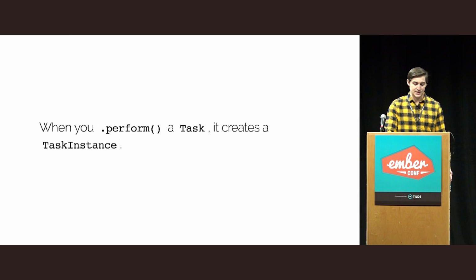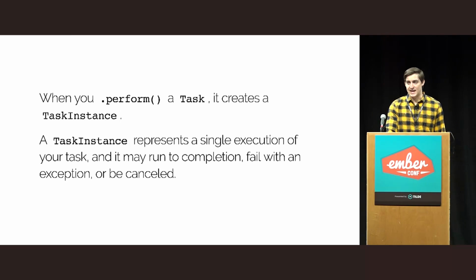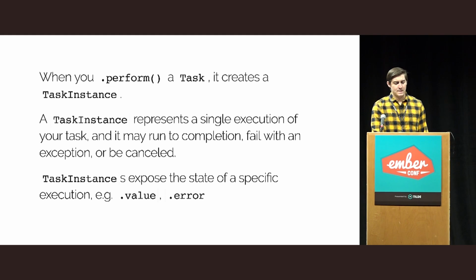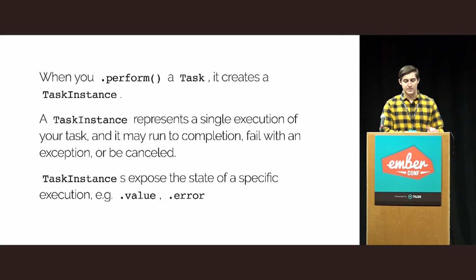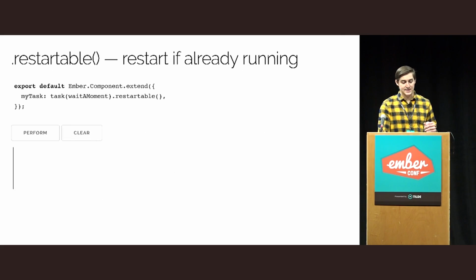What is last successful? When you perform a task, it creates a task instance, which represents a single execution of that task, which may run to completion. It might fail with an exception, it might be canceled, it might possibly be canceled before it even has a chance to run if you're using the drop modifier. And it's these things that actually expose the .value, the .error, rather than it being some sort of upper level global property on the task object.